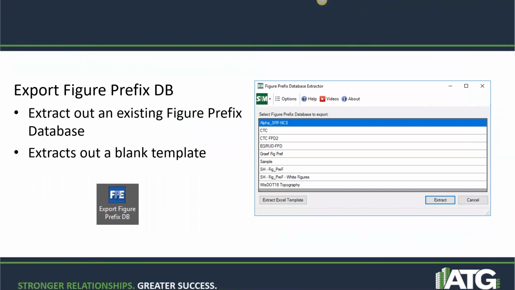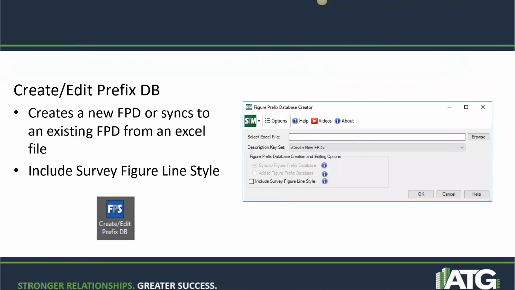Export figure prefix database. It's the exact same thing as the description key set, but it is going to be for your figure prefix database. So you have the ability to see what figure prefix databases are available within your default settings or your current settings within Civil 3D, and I have some for a couple clients here: CTCs, E.G. Rudd, Grafe, Sample, Shive Hattery, and then WizDot. Or again, I can extract out an Excel template. The exact same thing as the description key set.